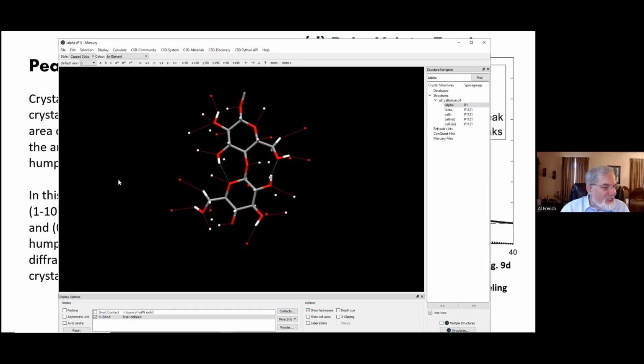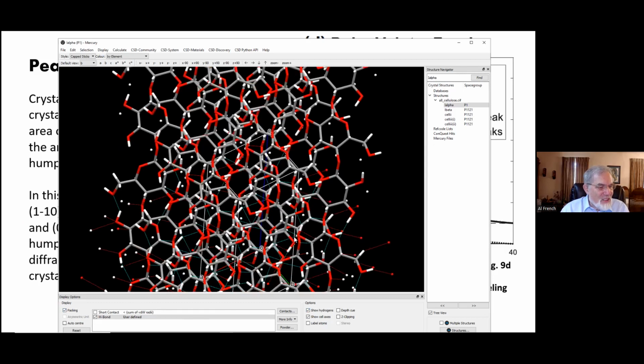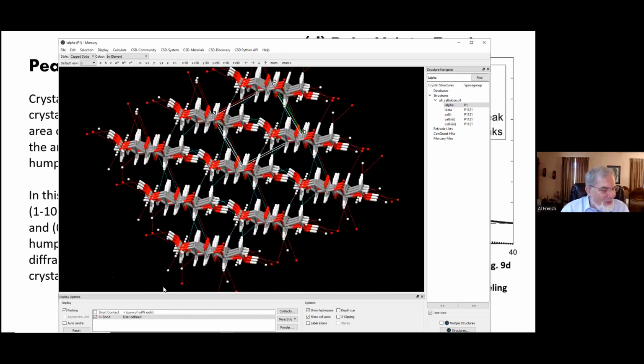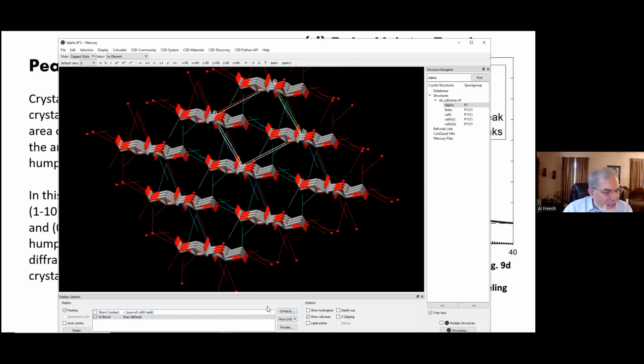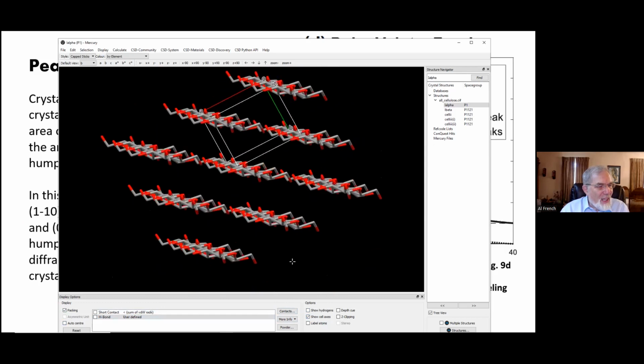I go back to the packing here. I forgot to show you a couple other things here. That gets pretty messy. I'm going to turn off the packing, turn off the hydrogens and turn off hydrogen bonds. And suppose we want to see what crystal planes look like.